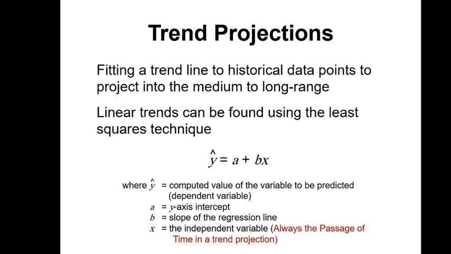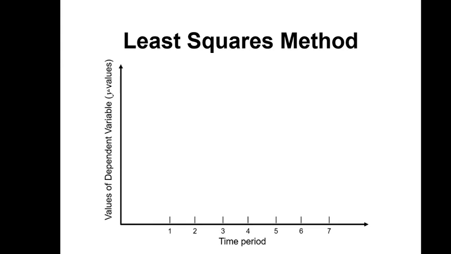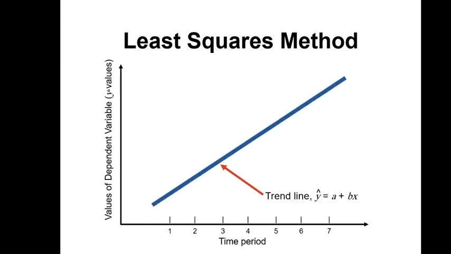Now, let's start. So y hat, as we said, it's our forecasted value. If it's sales, it's sales. If it's demand, then we are talking about demand. Okay, and x, the independent variable, I will repeat again, it is the passage of time. Now, we call this method, the trend projection, also the least squares method mathematically.